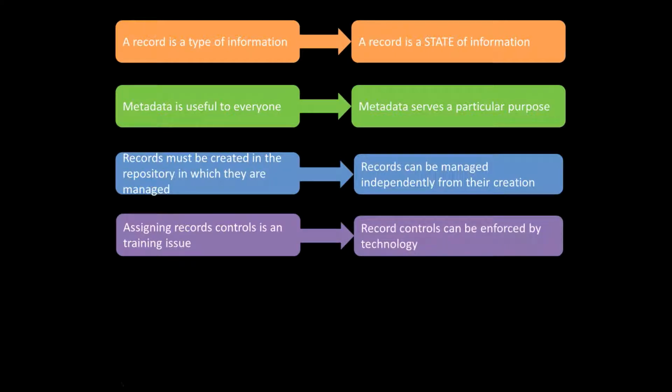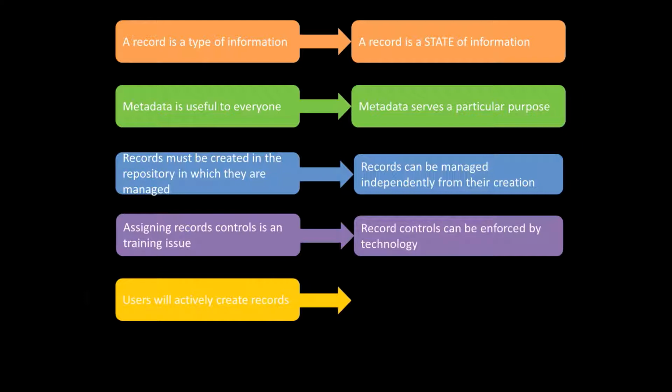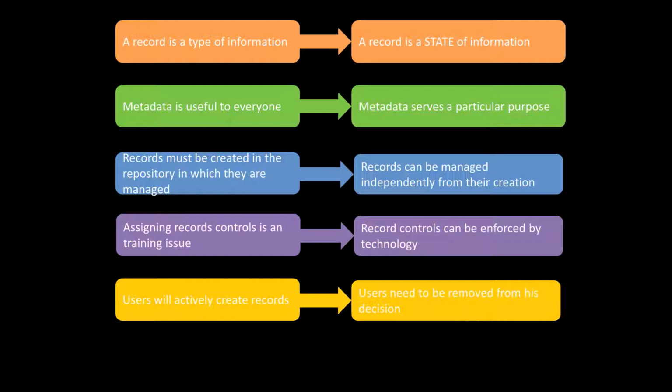We really need to look more at the use of technology to assign these controls in a much more automated manner. We need to remove also the differentiation between records and other types of information. We need to treat all information the same. We also then need to look at ways in which we can systematically control how information or records are created in our system.